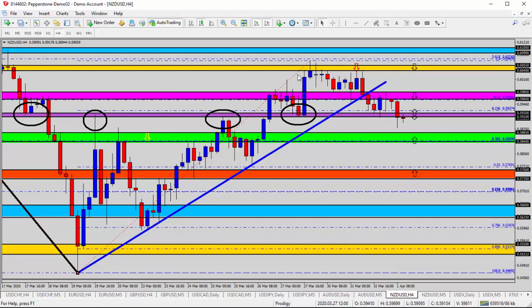Definitely keeping an eye on the news and seeing how that's going to impact all of the U.S. currency pairs in about half an hour or so from the recording of this video, but definitely watching the market underneath this purple zone as a potential short towards the green zone. The risk, of course, is that the market turns around and goes back up for the New Zealand dollar today.